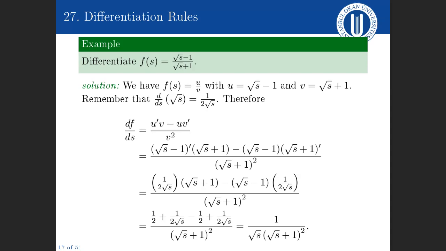Differentiate f of s is equal to square root of s minus 1 divided by square root of s plus 1. Again, we have function divided by function. Now, the function on the top is u equal to the square root of s minus 1, and the function on the bottom is v equal to the square root of s plus 1. And let me remind you that we've already seen that the derivative of the square root of s is 1 divided by 2 square root of s.